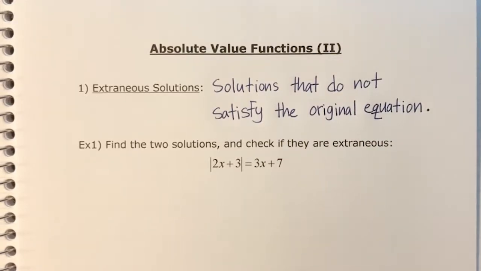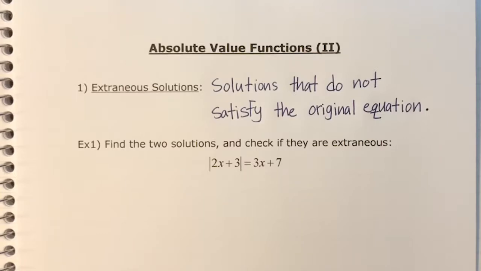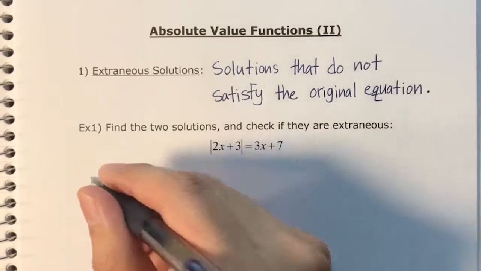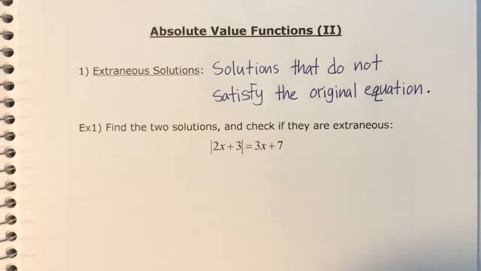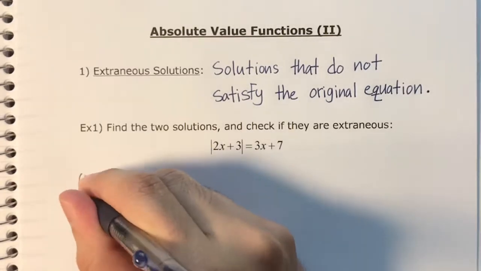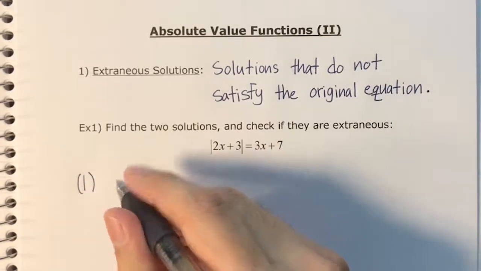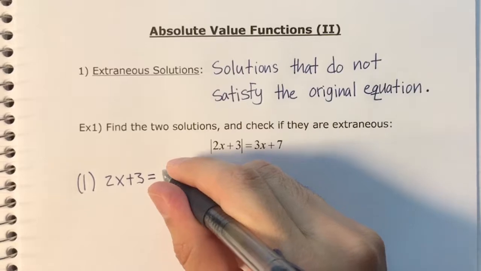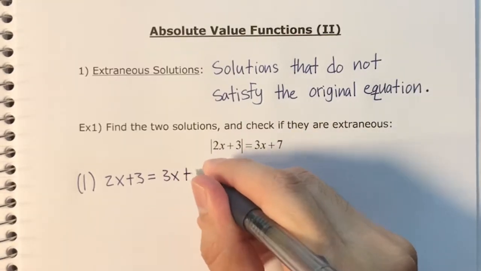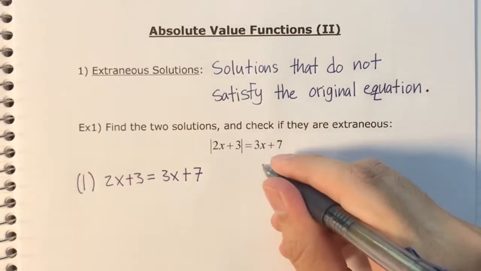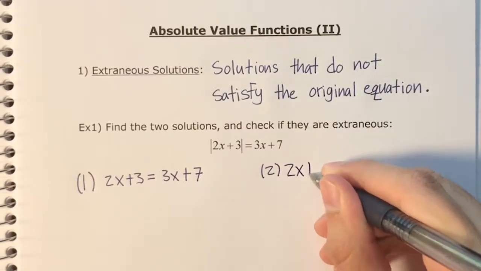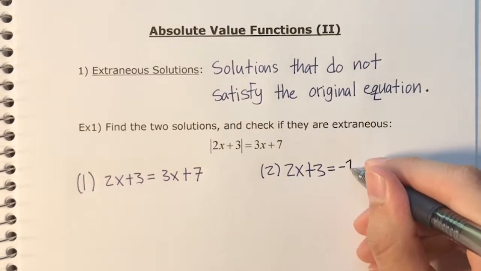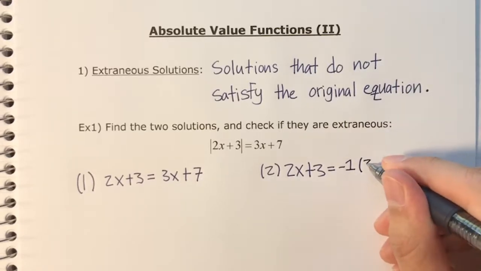Okay, now let's do an example. I think one example is more than enough to explain what I'm talking about here. Now, again, we're going to break this into two parts, a positive version and a negative version. So I'm going to remove the absolute brackets. I'm going to have 2x plus 3 equal 3x plus 7. And my second equation is going to be 2x plus 3 equals the negative version of it. But I'm going to do the long route and distribute a negative 1.